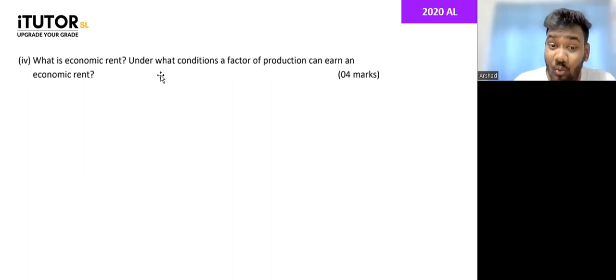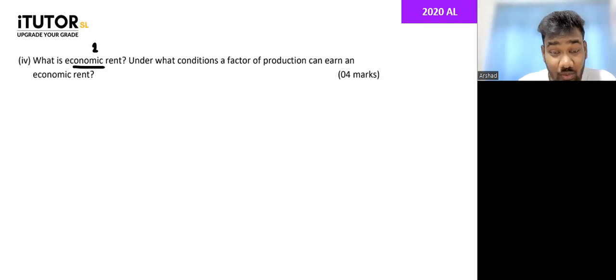Then what are the conditions under which a factor of production can earn an economic rent? Remember, I told you this depends on elasticity. Okay. Now remember, this is a 4-mark question. So for 2 marks, can you write this? What is economic rent? There is something like this. So whatever he gets more than his transfer earnings, that is what you call economic rent. That part you can write.